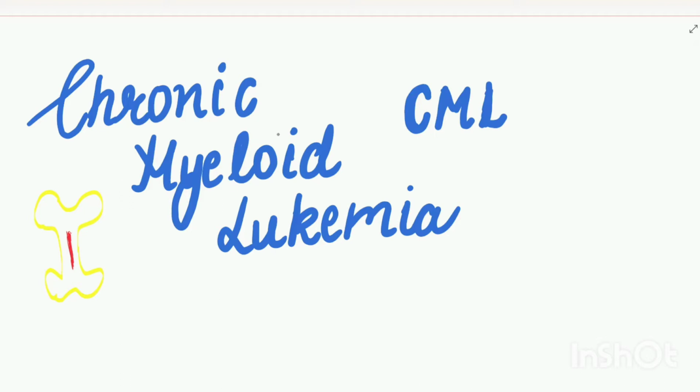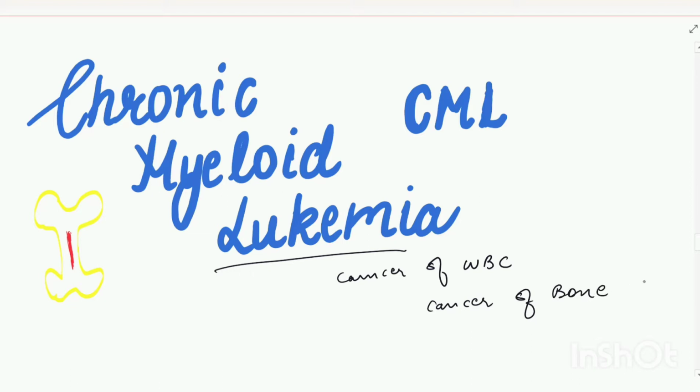Myeloid cells are immature WBCs, which are going to mature into their respective WBCs: the neutrophils, basophils, or eosinophils. And what is leukemia? Leukemia is cancer, like we all know, cancer of white blood cells. And our white blood cells are made in the bone marrow. So this is cancer of the bone marrow, right? Now let's move forward.